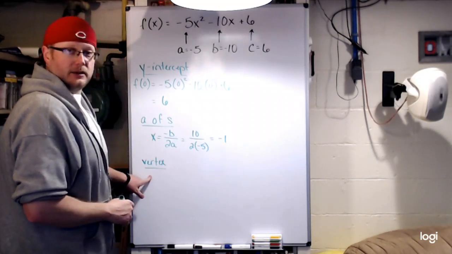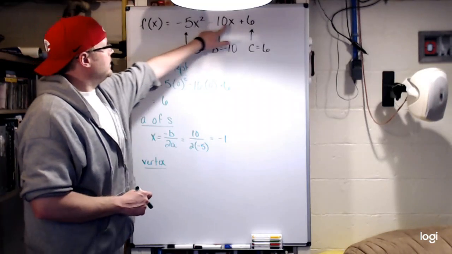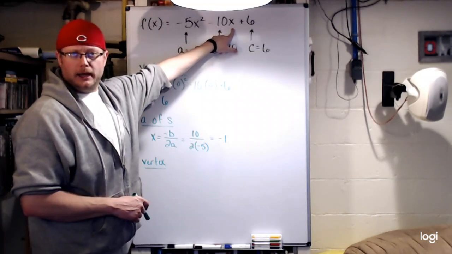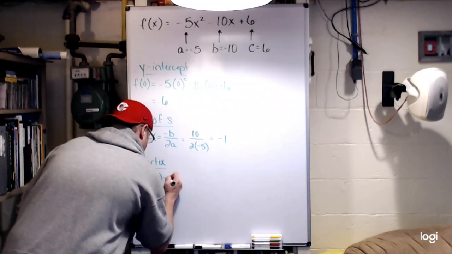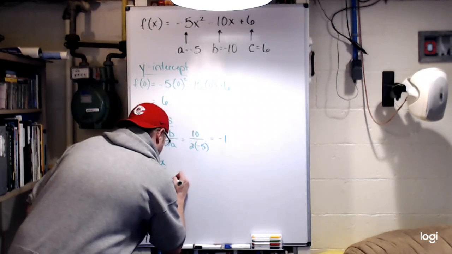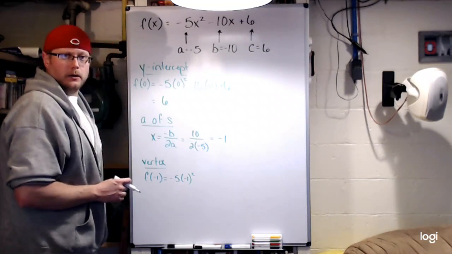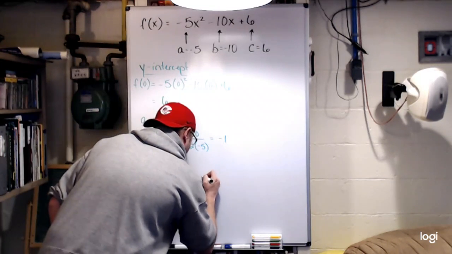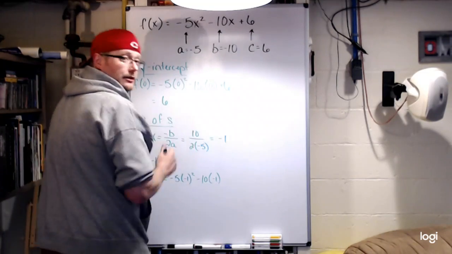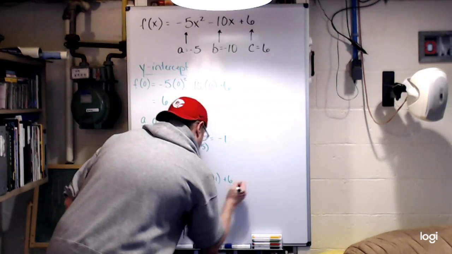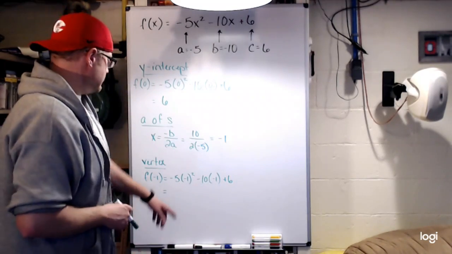For our vertex, we take our axis of symmetry, negative 1. We plug it back into the function for x. So f of negative 1 will be negative 5 times negative 1 squared minus 10 times negative 1 plus 6. Let's simplify it and see what we get.